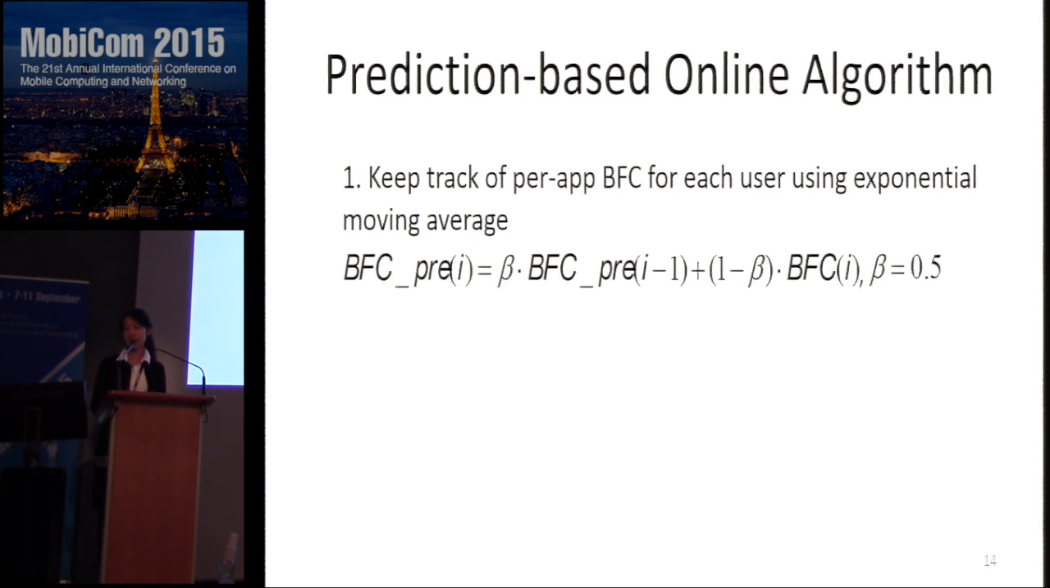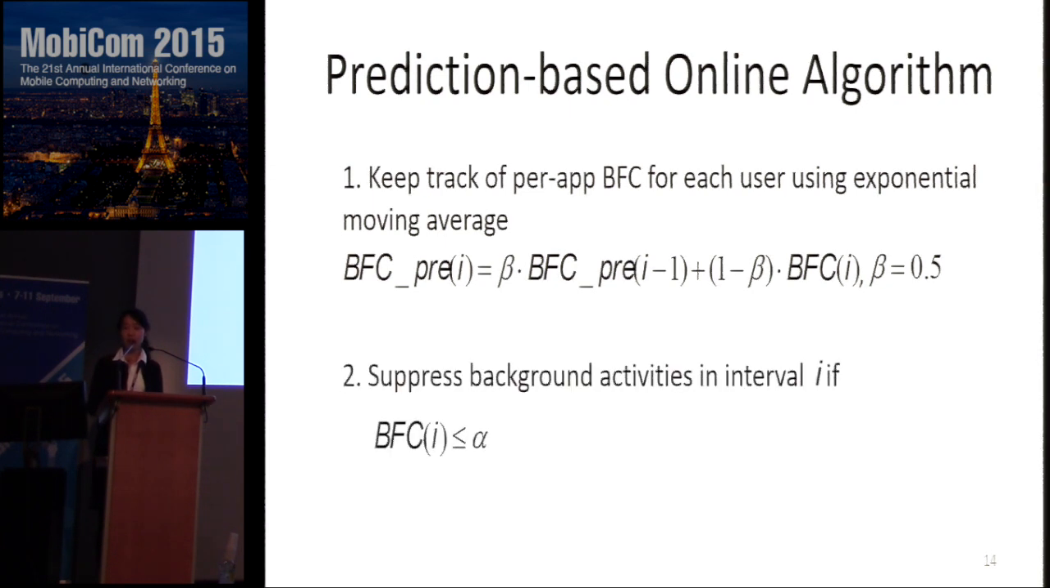Then we answer the second question. We develop a prediction-based online algorithm. Basically, this algorithm will keep track of per app BFC for each user using an exponential moving average shown in this equation. And it will suppress the background activities within an interval when the BFC of this interval is less than or equal to threshold factor alpha.